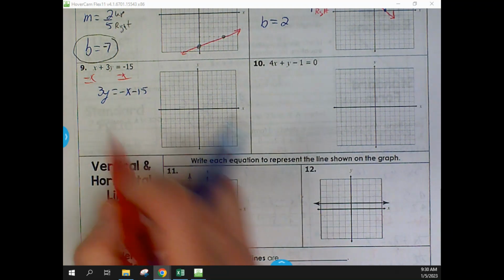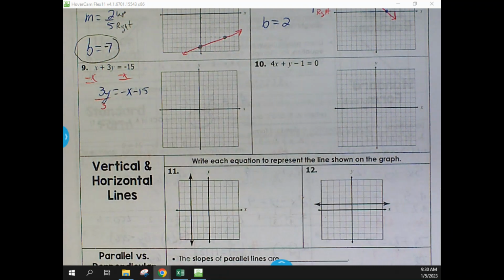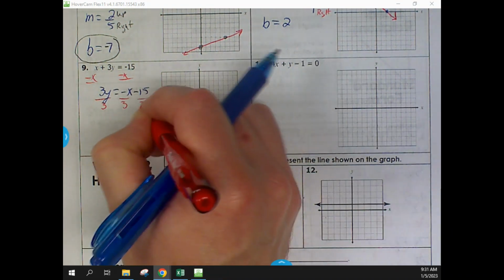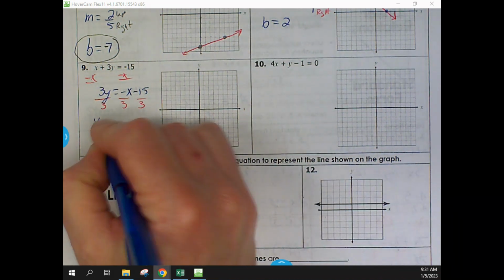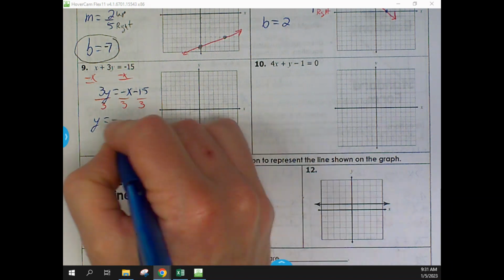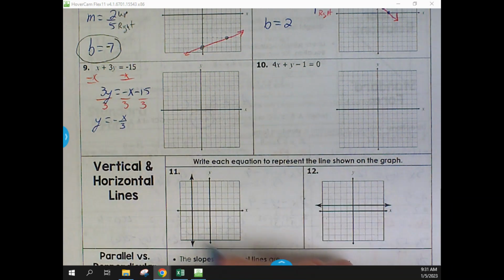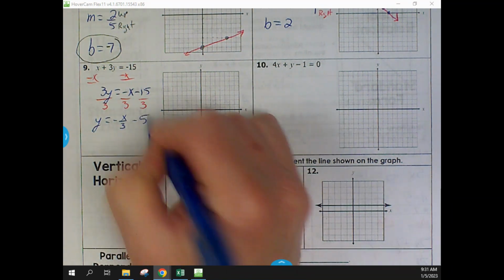And then we need the y by itself. So if it's times 3, we're going to divide everything by 3. Okay, so it leaves us with y equals negative x over 3 minus 5.